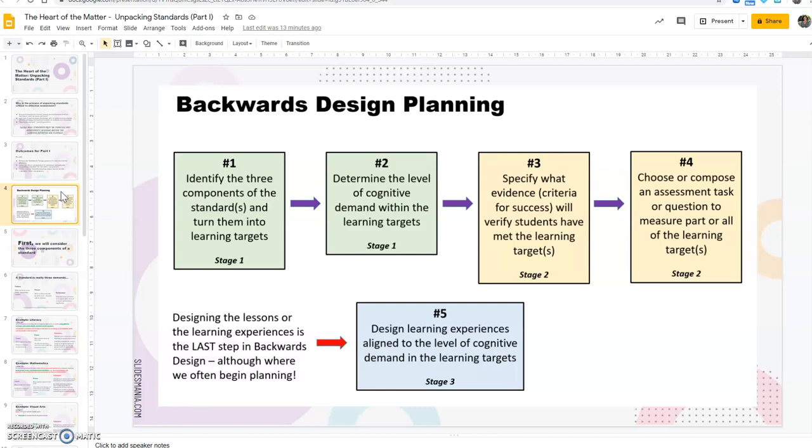Stage three is to design the actual learning experiences aligned to the level of cognitive demand in the learning targets. Please note the little message there on the bottom next to stage three, or number 5 in our process. Designing the lessons or the learning experiences is the last step in backwards design, although where we often begin planning.